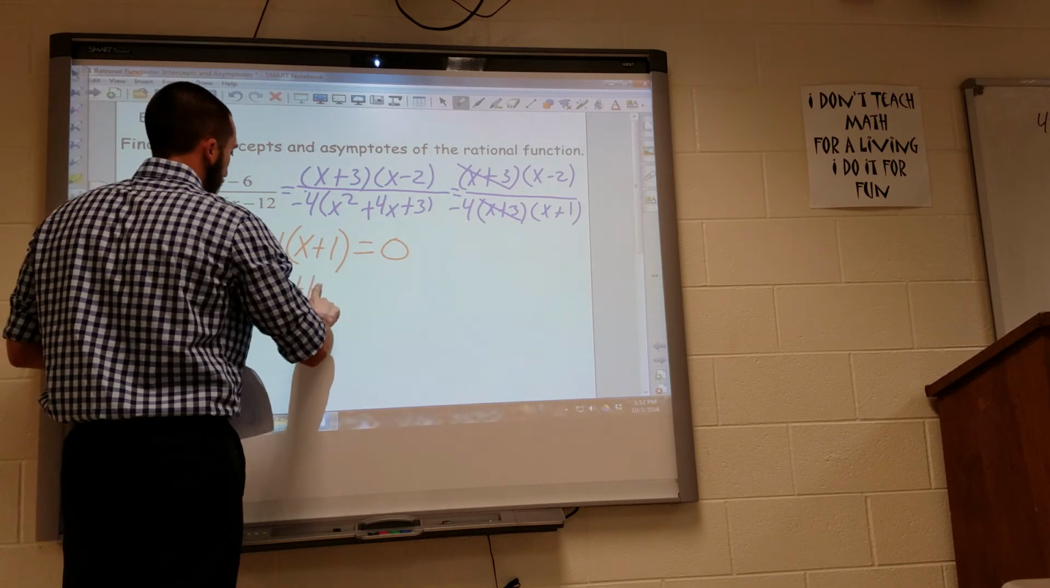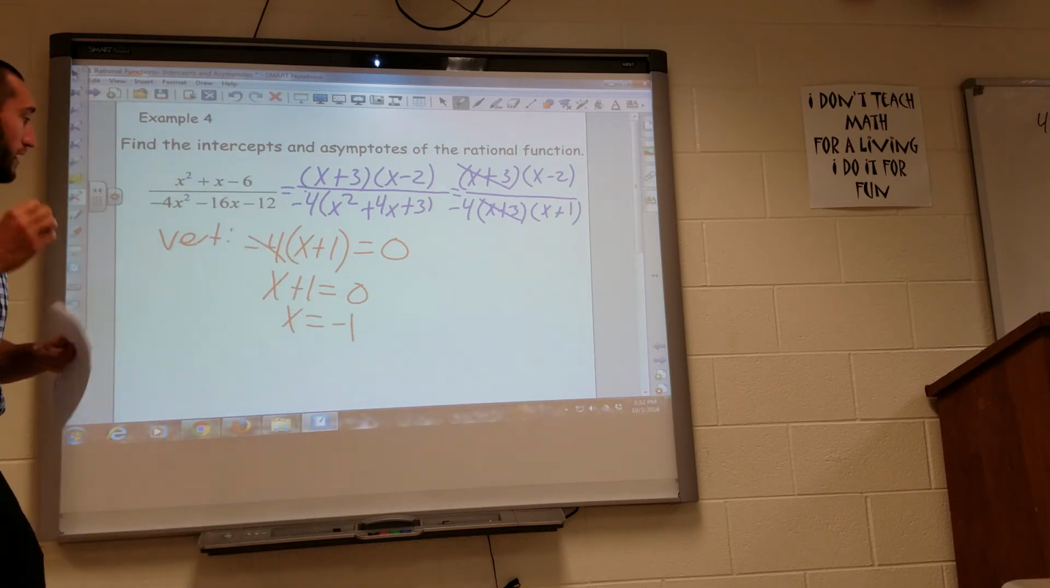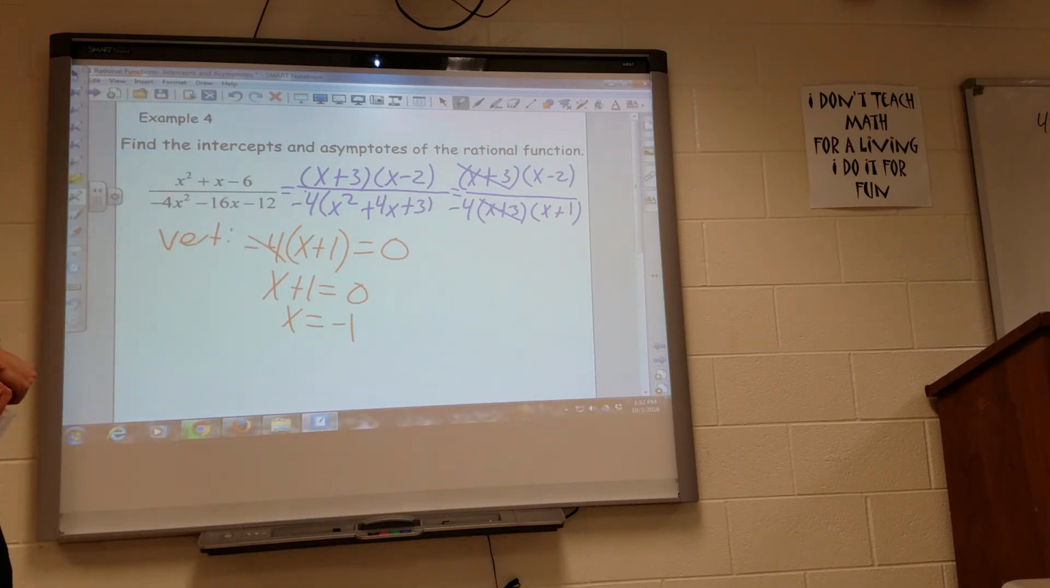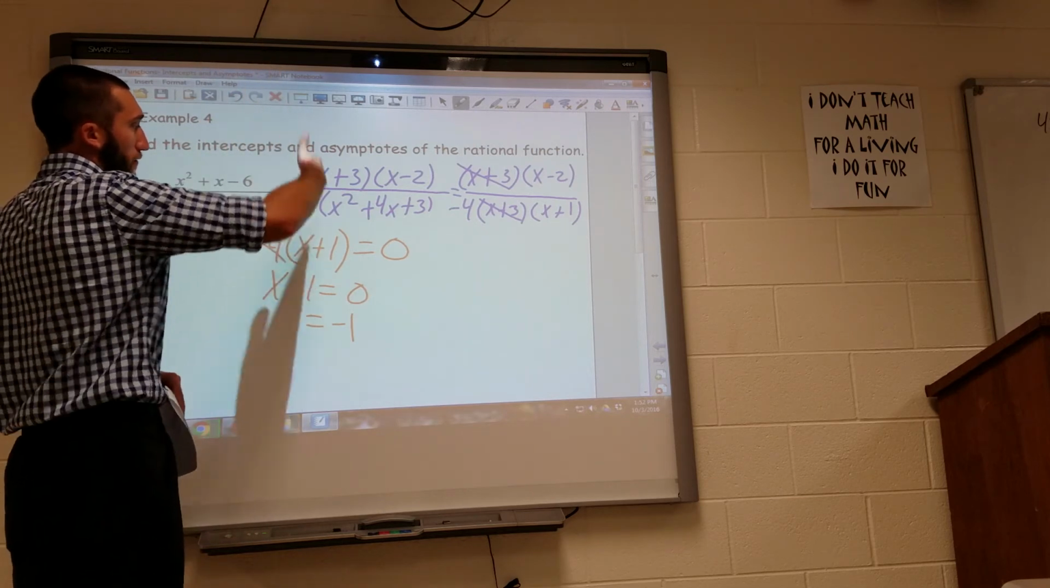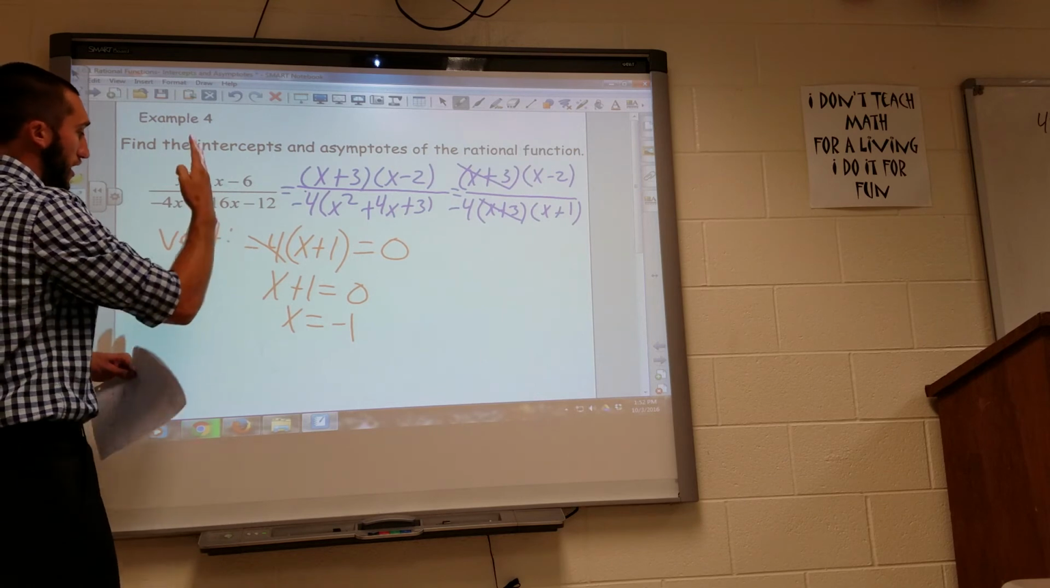But x plus 1, if I want to get that equal to 0, again, my vertical asymptote is just x equals negative 1. So that line, when x equals negative 1, is also going to be a vertical asymptote, so my graph will never cross that.